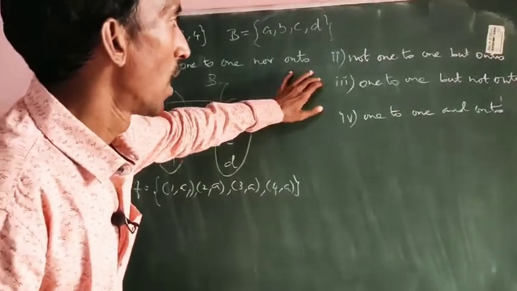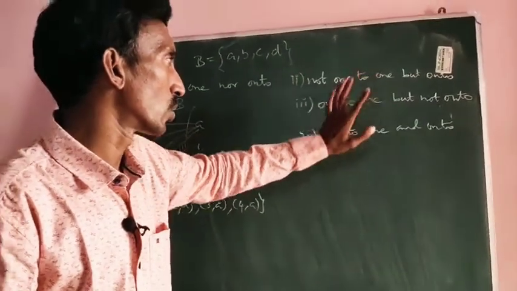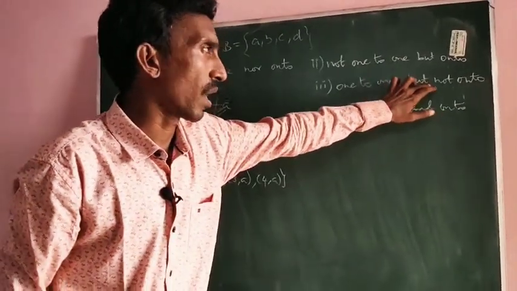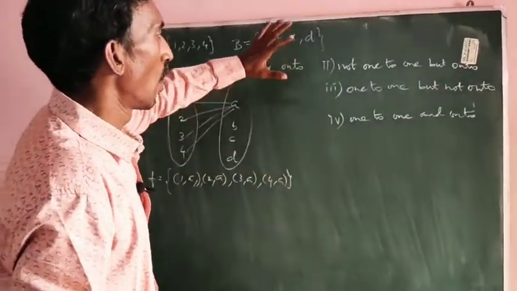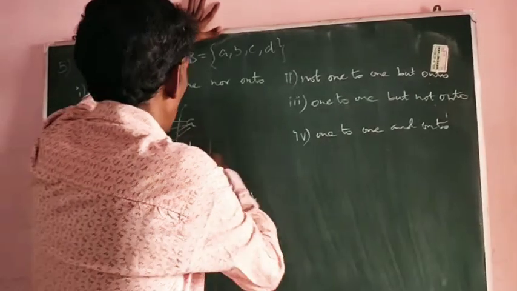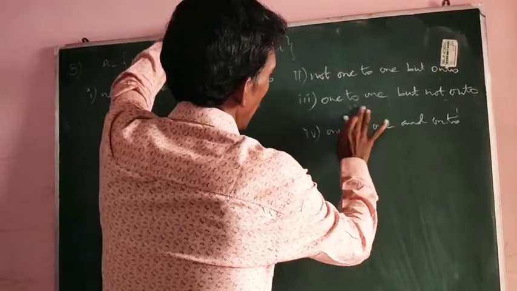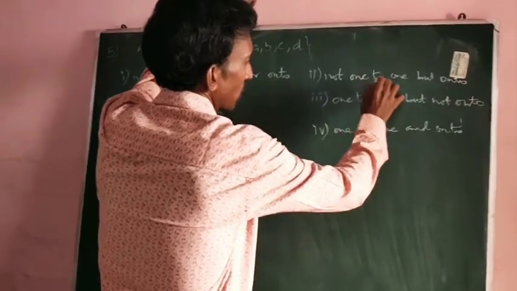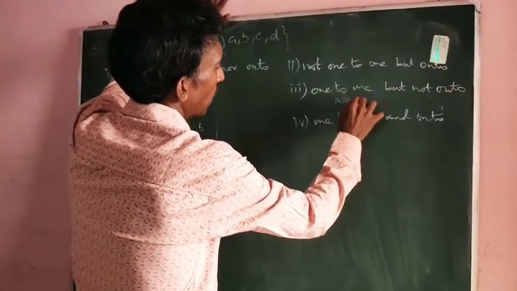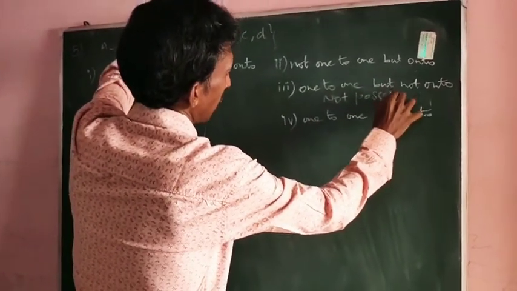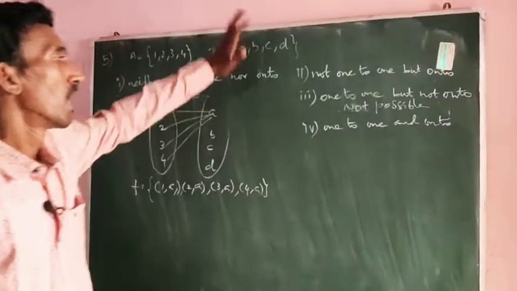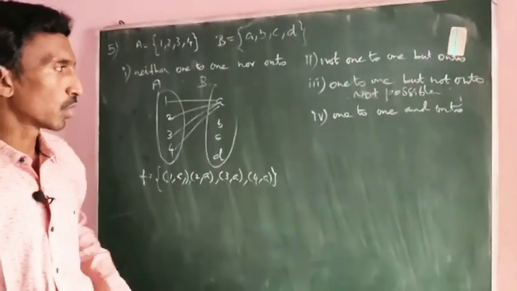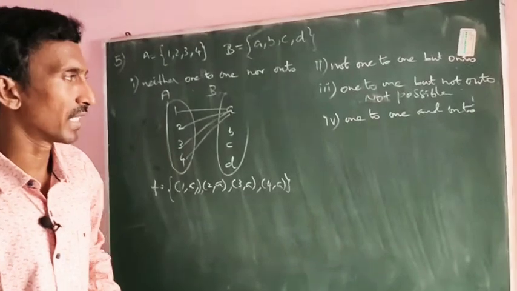Come to the next. Not one-to-one but onto, and one-to-one but not onto. Both these cases are not possible, or we can say impossible, for this question. Now the fourth one, both one-to-one and onto, that means bijective.